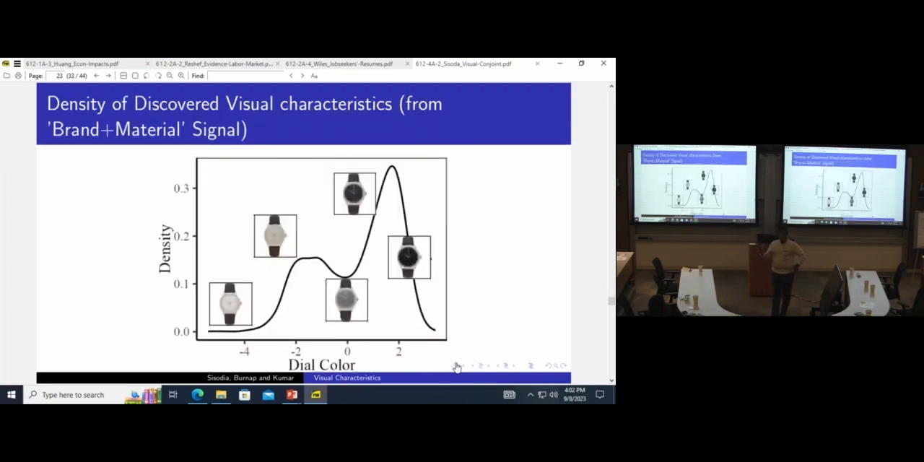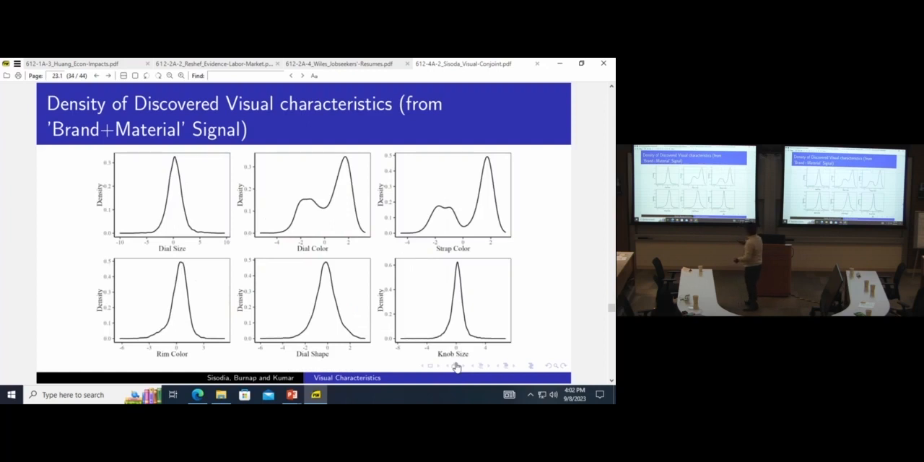Because we obtain a vector of visual characteristics, we can also draw a distribution of dial color in our data set, and this is what it looked like. So we could see how many light dial colored watches there are. Similarly, we could see the proportion of dark dial colored watches in our data set. This was the distribution for all the 6 characteristics.